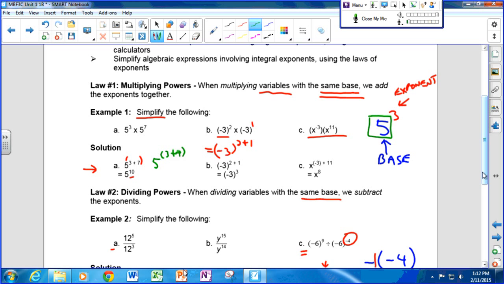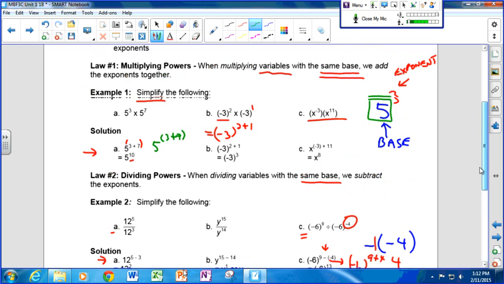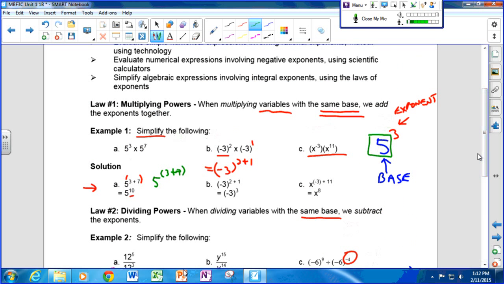So we're at page 21? No. Unit 1, page 26. So we're looking at multiplying powers, the power laws.